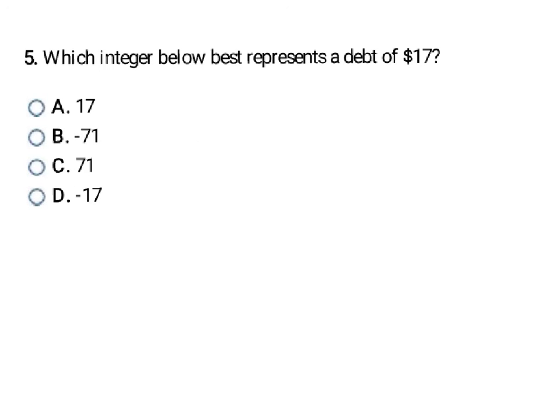My final answer. Now we're going to look at some real-world examples of negative and positive numbers. Anytime you're talking about owing somebody or below the norm, that's going to be a negative number. So here, what integer below represents a debt of $17? A debt is you owe somebody money. If you owe somebody money, that's always going to be represented as a negative number in an account. So that's going to be D, negative 17.